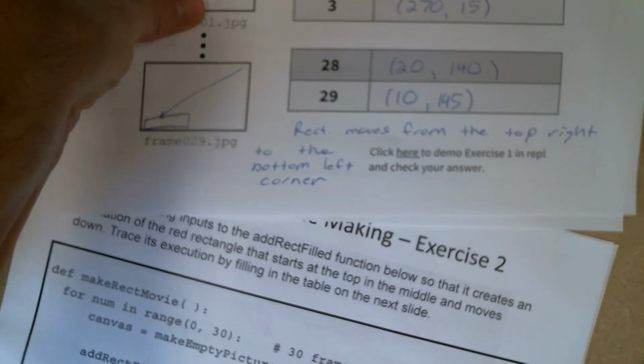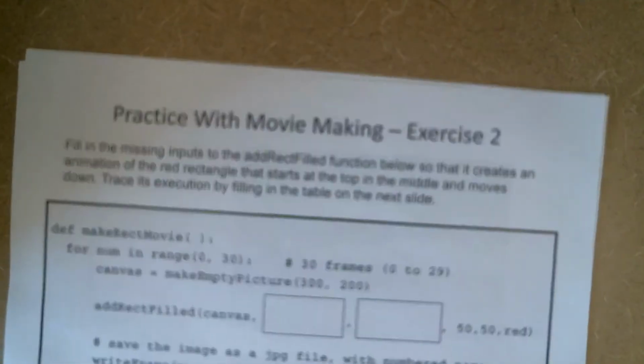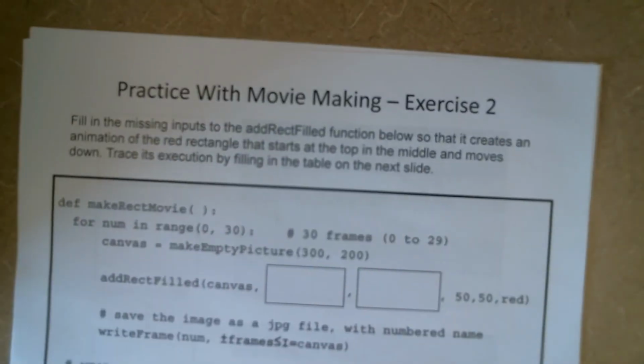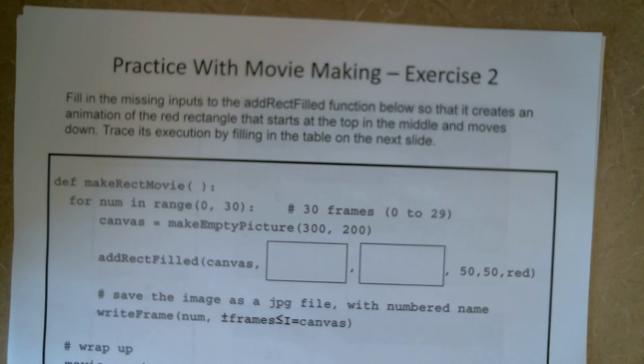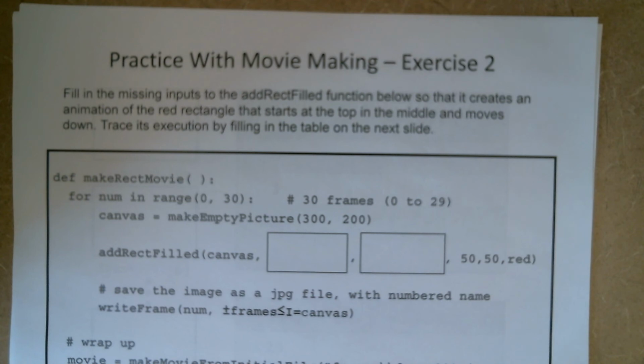All right, so let's take a look at another one here. This one says, fill in the missing inputs to the add rect fill function below so that it creates an animation of a red rectangle that starts at the top in the middle and moves down. Trace its execution by filling in the table on the next page.